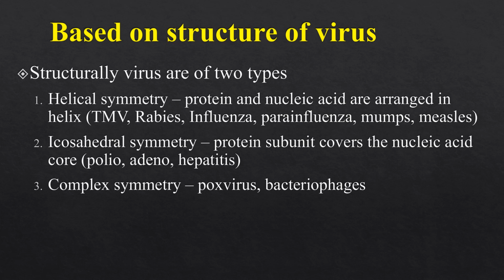Based on the structure of the virus, they are classified into three types: helical symmetry, icosahedral symmetry, and complex symmetry. Helical symmetry is coated with protein and nucleic acid arranged in a helix, as in tobacco mosaic virus, rabies, influenza, parainfluenza, mumps, measles. Icosahedral symmetry, like polio and adenovirus, has protein subunits covering the nucleic acid core. Complex symmetry is seen in pox virus and bacteriophages.